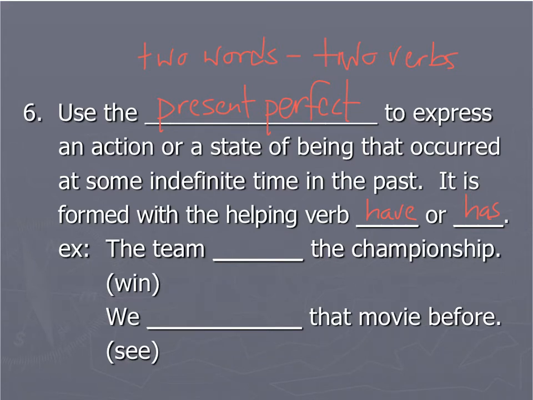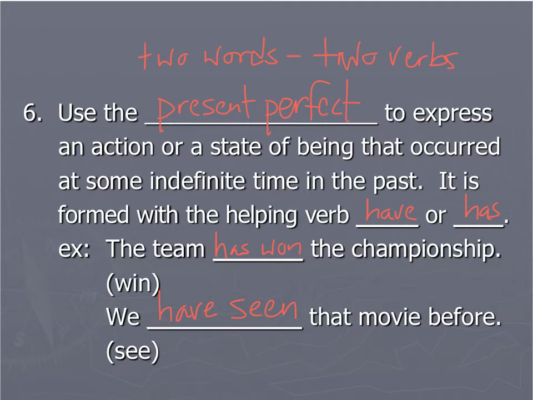So the team has won the championship. Okay, we need C, so we're going to take have, and then we're going to put seen, the past participle form. Okay, so that's present perfect.